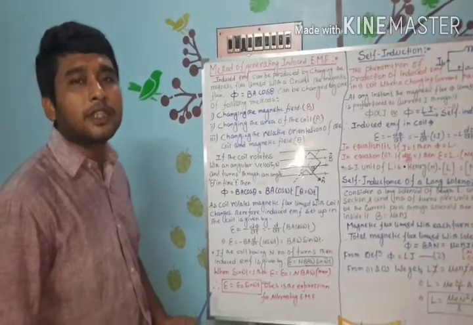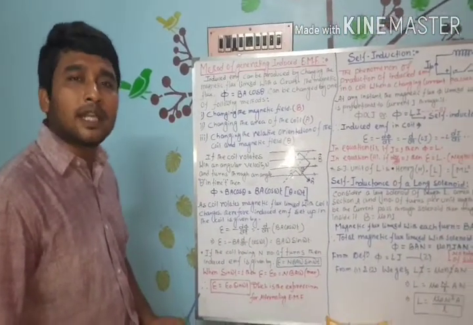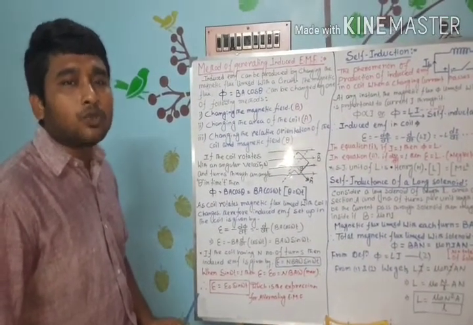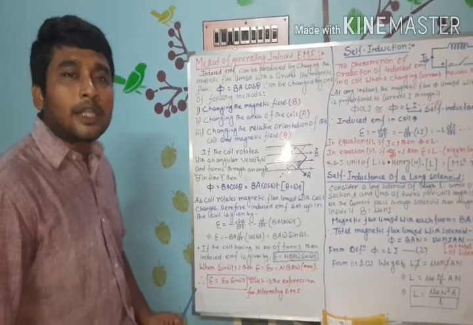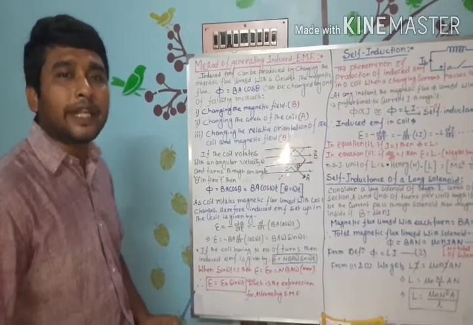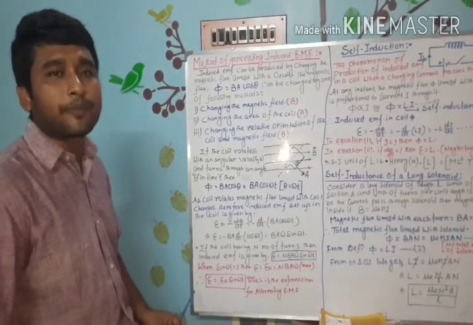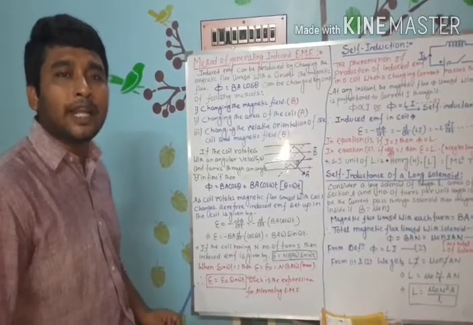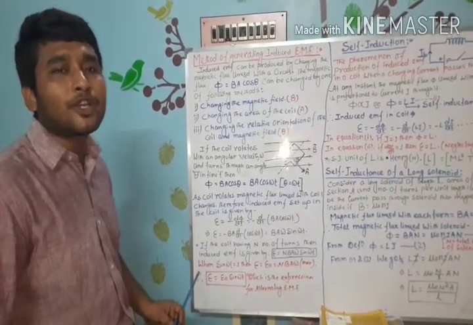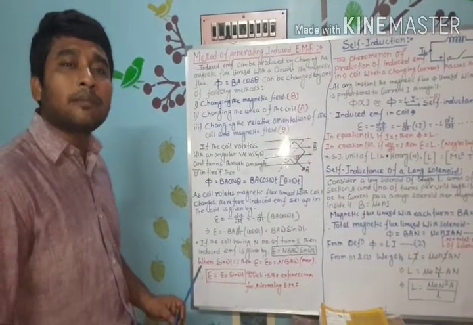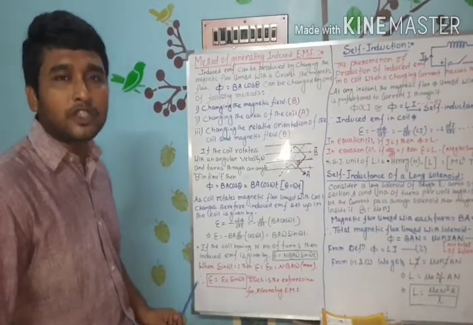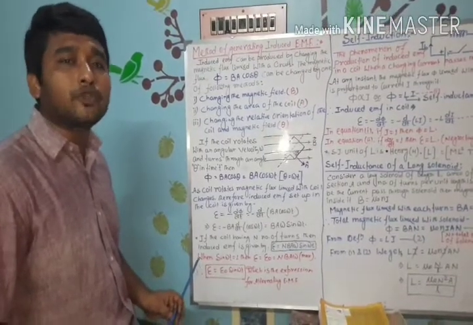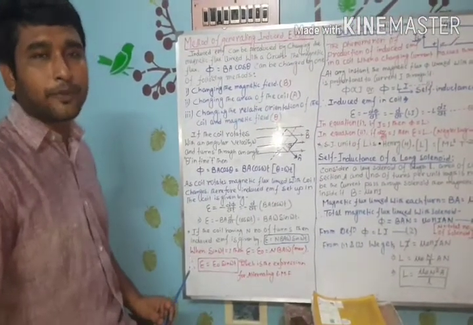In my previous physics class, we discussed motional EMF. Today, we want to discuss the method of generating the induced EMF. From Faraday's experiment, we know that whenever there is some change of magnetic flux in a coil or circuit, some induced EMF is produced.